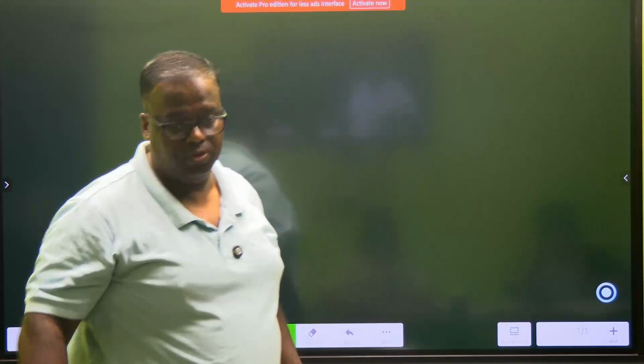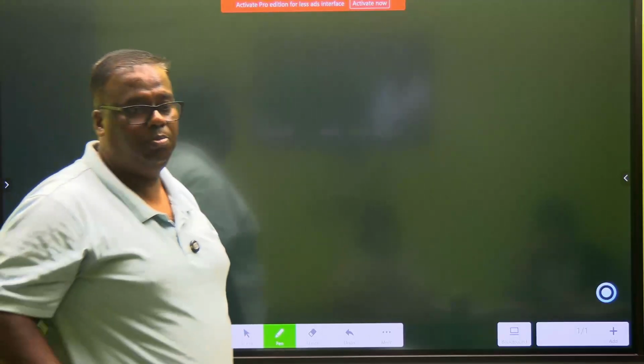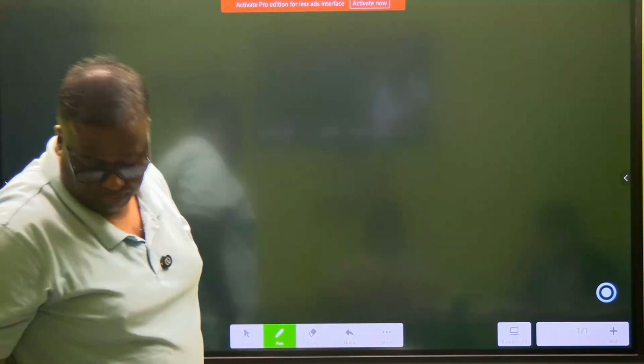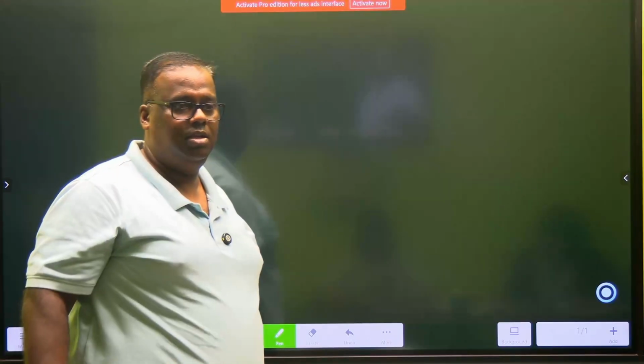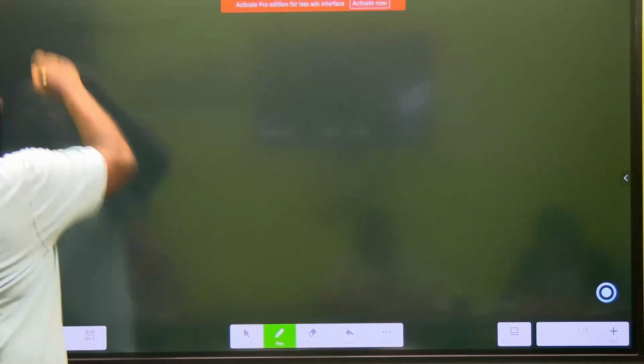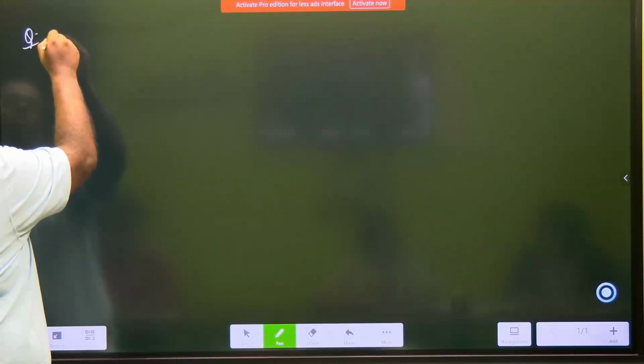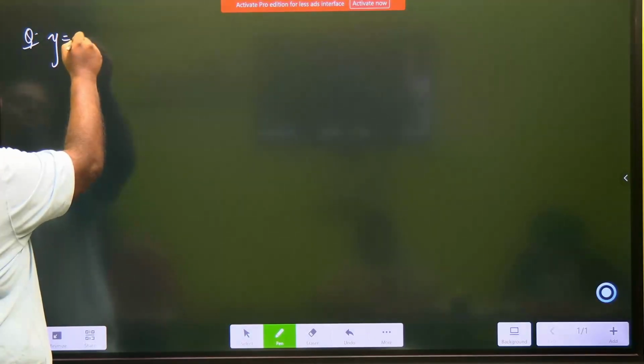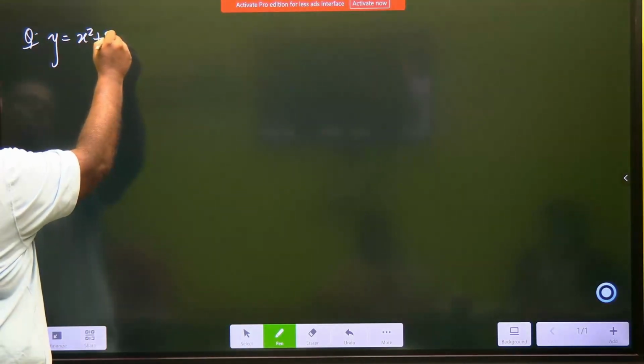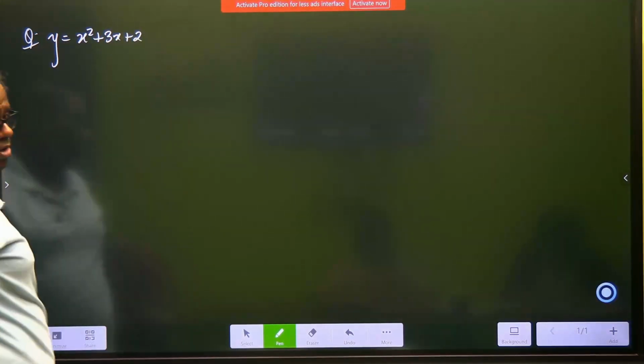Second order derivatives. In my book the problem starts with x square plus 3x plus 2. Are we fine? Second order derivatives, y is equal to x square plus 3x plus 2. Now there are different ways you can do it.